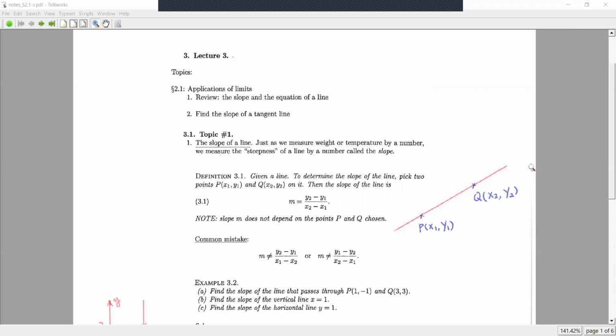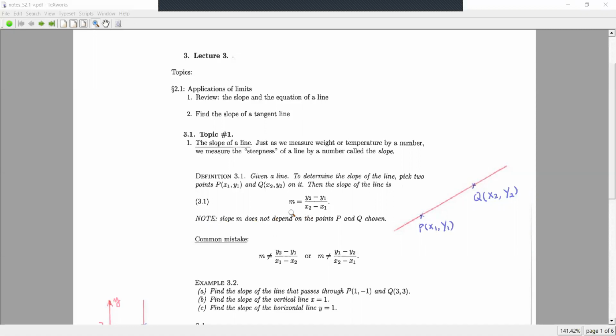Suppose we have a line. How to tell the slope of this line? Arbitrarily pick 2 points on the line, say point P, point Q. Then the slope formula is y2 minus y1 over x2 minus x1. In our textbook, slope is denoted by m. M means slope of a line.